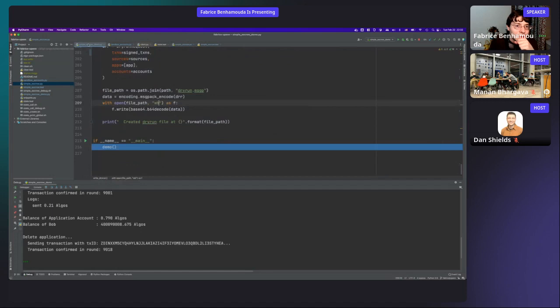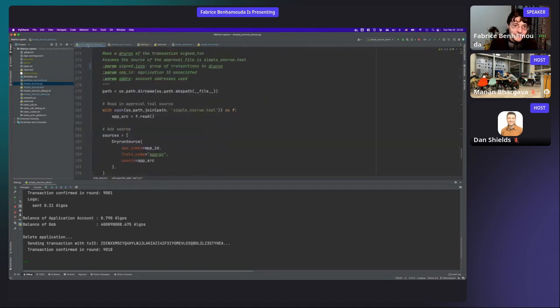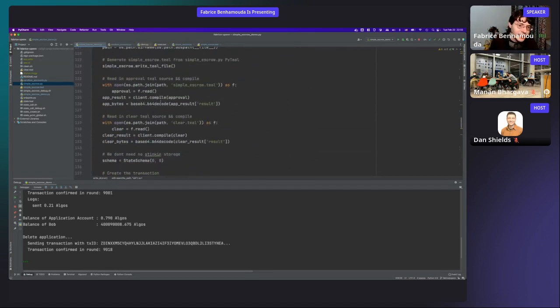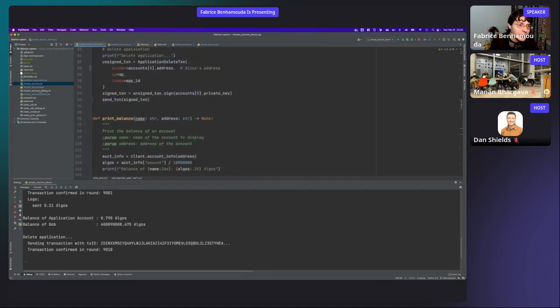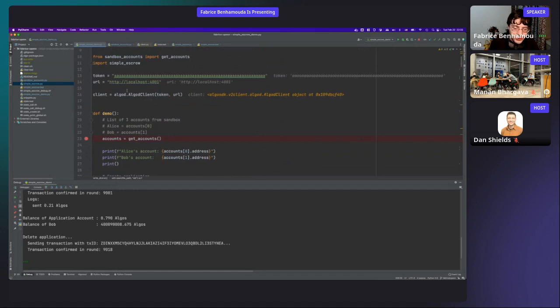Okay, so this is the PyTeal part, the smart contract part. And to run it, you need to write some code in some language. Here I use Python because I prefer Python to the other languages for such a simple example. And I will show you quickly how it looks.